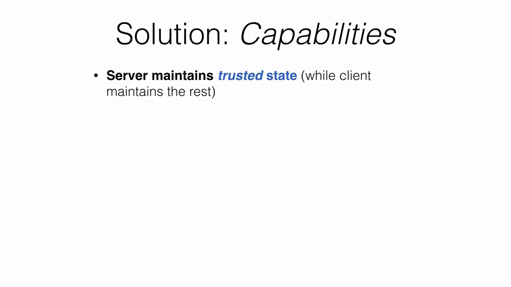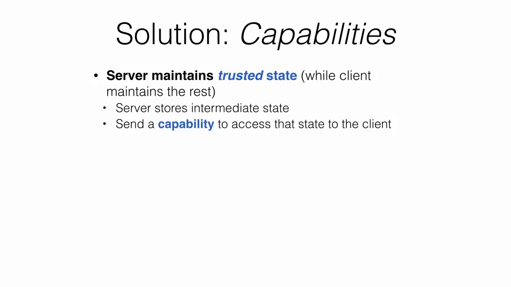So we can get around that problem by using hidden form fields of a special variety that we call capabilities. So the server will maintain trusted state. Instead of sending the state to the client, the server will keep track of the state, but it will index that state by a capability that gives the client access to it. And what is a capability? Well, a capability is a right. It's a piece of data that gives a client who possesses it a right to perform some action.